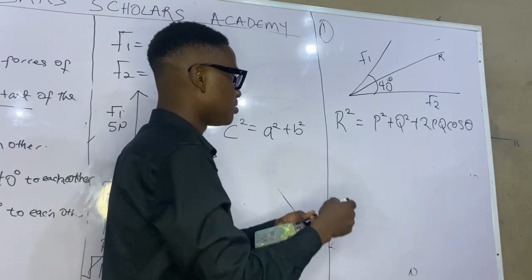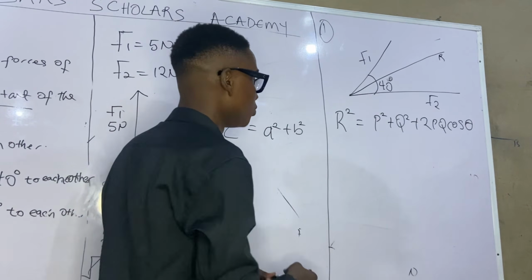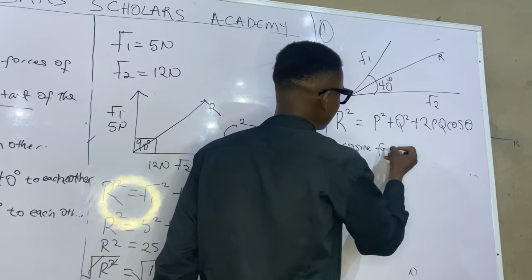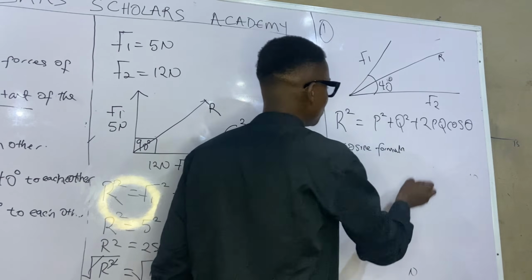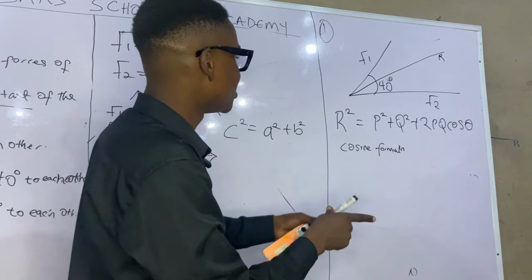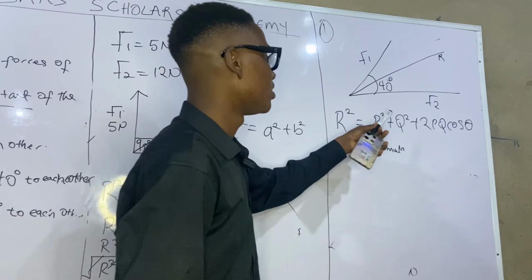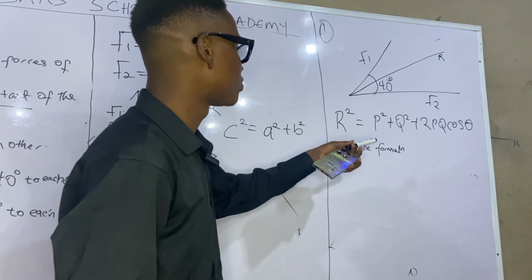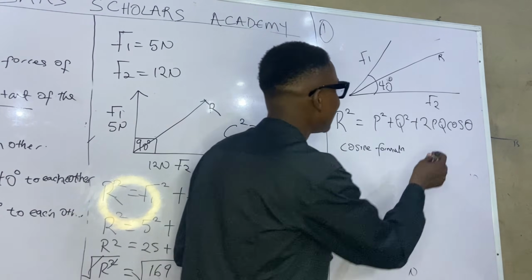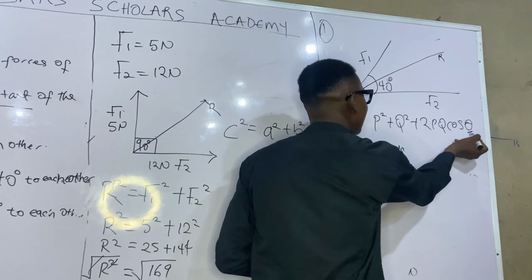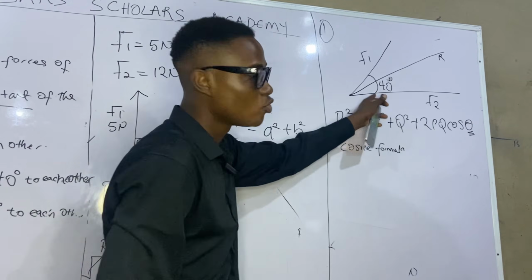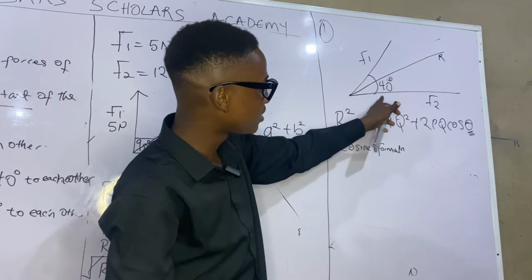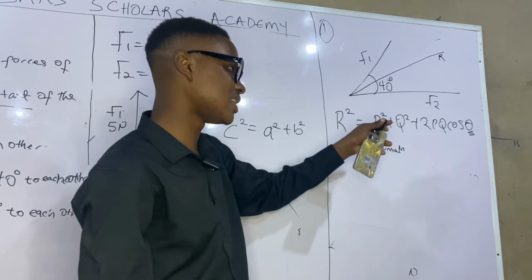So this is the basic formula of the cosine rule. It's that simple. This R is the resultant, while this P and this Q represent the forces here and here. When we solve the question, we'll change it. This theta here, remember, is the angle between the two forces. Please note that very, very well.